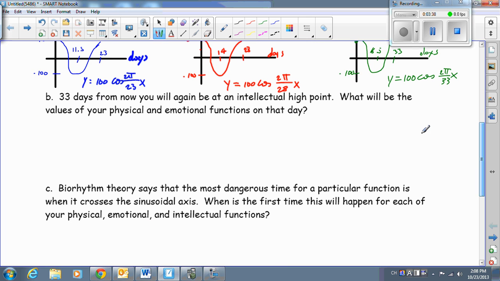Now, let's look at b. It says 33 days from now, you will again be at an intellectual high point. What will be the value of your physical and emotional function on that day? 33 days represent an x value, so apparently x is equal to 33. We will try to find for physical. Let me write it here. Physical. We will also look for emotional. And we will also look for intellectual.